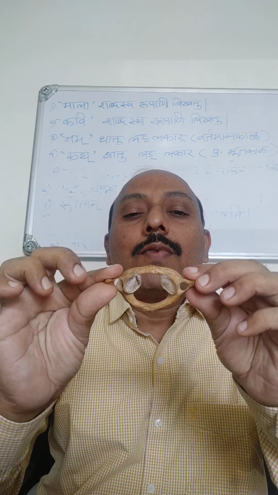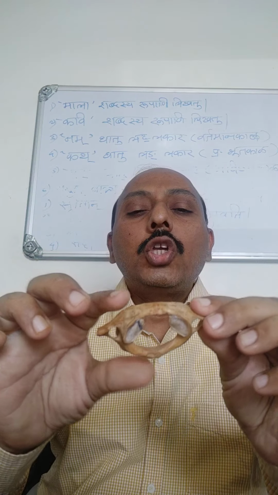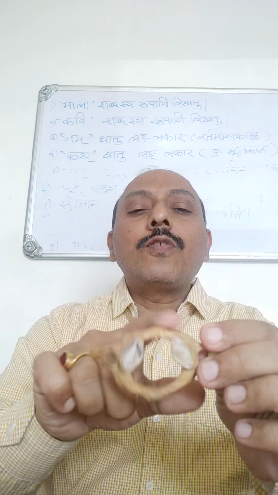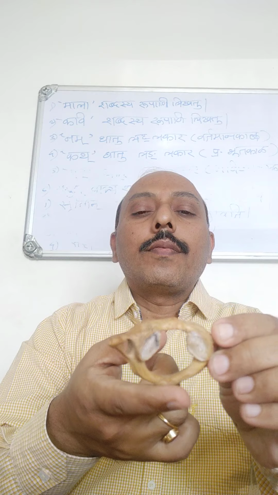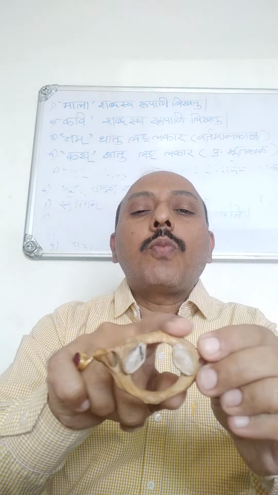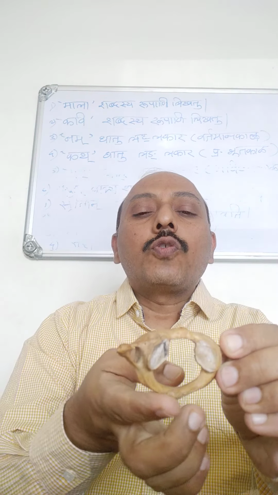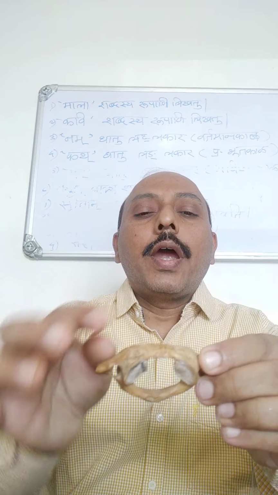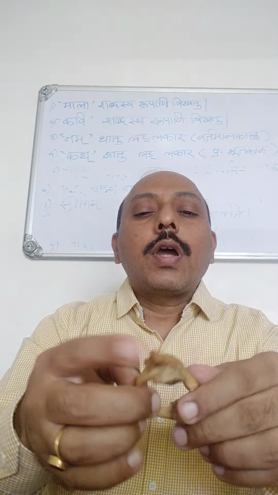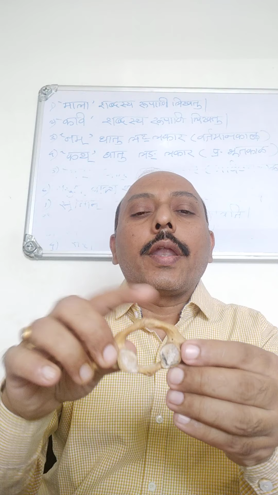So here is C1, the atlas. See, this is a ring-shaped cervical vertebra. It has no body and no spine. Instead of a body there is an anterior arch, and posteriorly there is a posterior arch. The anterior arch is smaller and the posterior arch is 2/5 of the total ring.